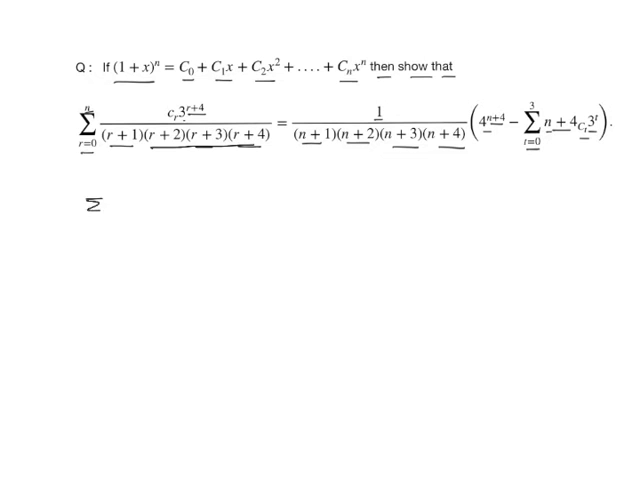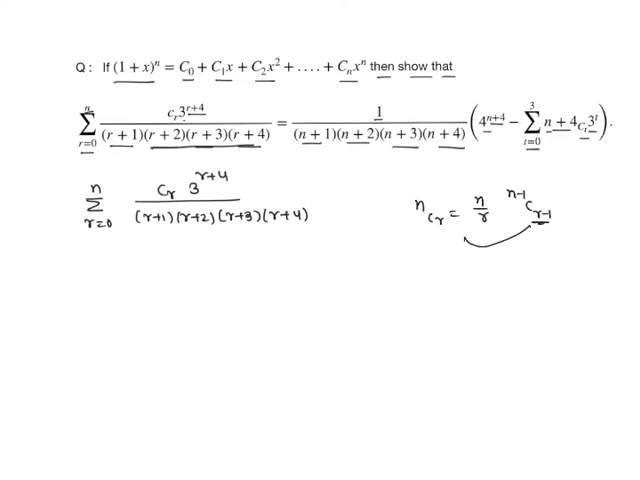Left hand side is given: sum over r from 0 to n of C(n,r)·3^(r+4) divided by (r+1)(r+2)(r+3)(r+4). Now we know the property of nCr. nCr we can write as n/r times C(n-1, r-1). So vice versa is also true.